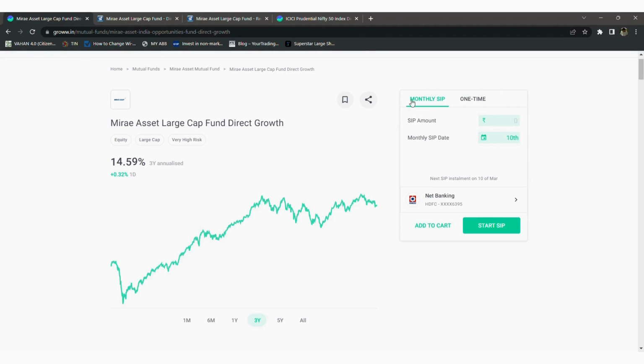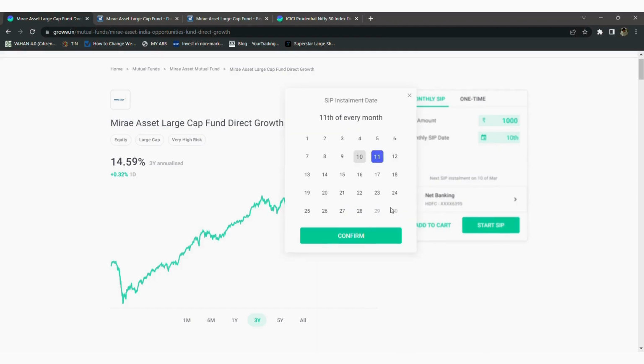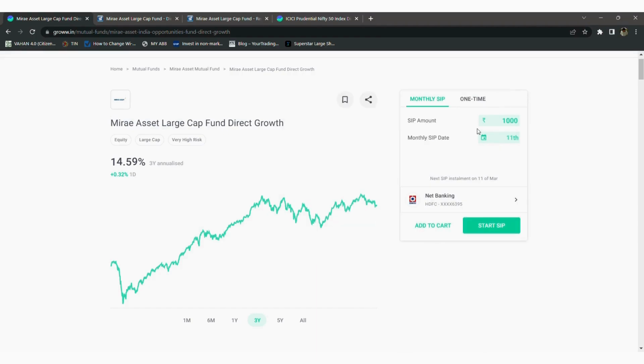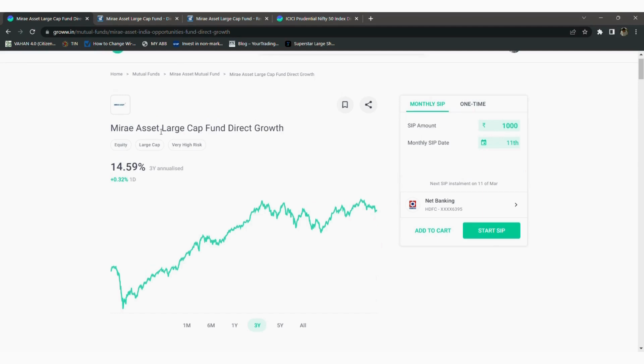Now we will discuss what the different types of investment methods are. You can see that there are two kinds of options on the right side. One is the monthly SIP and the other one is one time. SIP stands for Systematic Investment Plan, which means monthly you can invest a fixed amount. Here we can set a date on which day of the month the money needs to be invested. And one time is like a bulk investment. I personally prefer SIPs over one time as SIPs are less risky and less volatile.